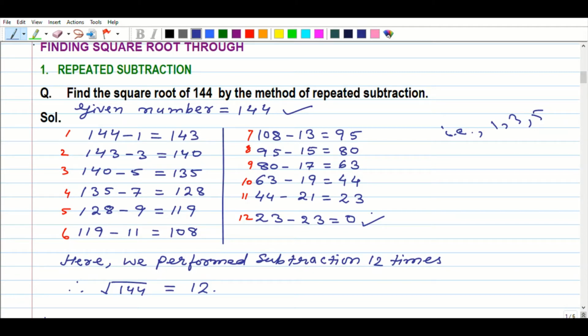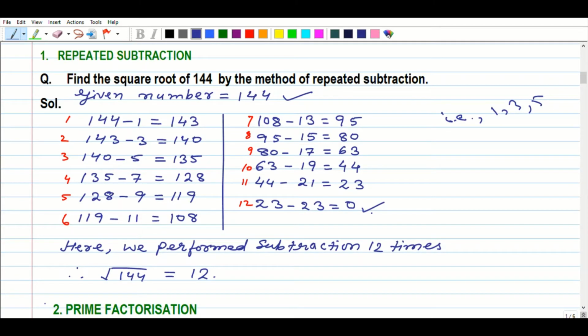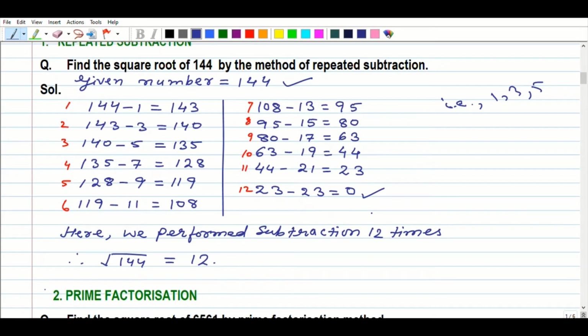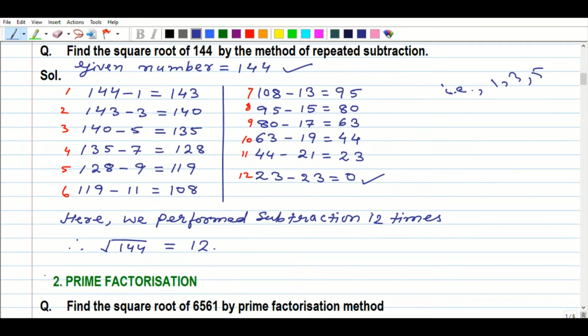The second method is prime factorization. You have done many prime factorizations earlier to find square numbers. We will do the same type here. Find the square root of 6561.